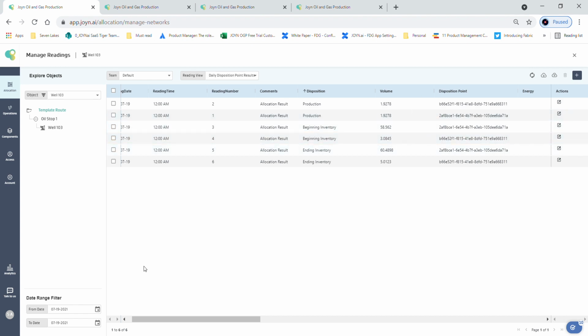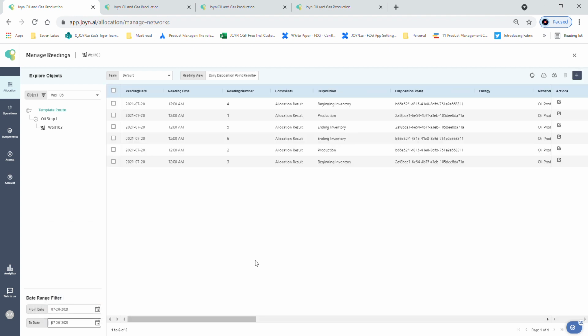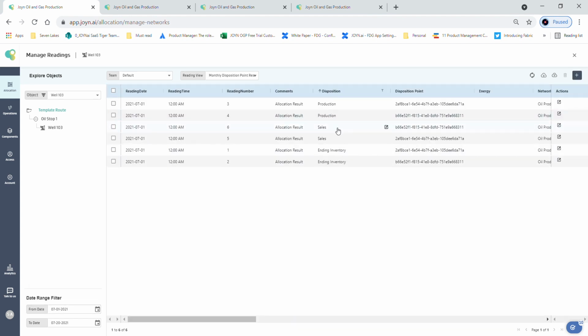in the case of this network. So in this way, you would notice that for every date, when a monthly allocation is run, the daily allocation results are now not only by product and disposition, but also by the disposition point. In addition to this, we can also see that the monthly allocation results, which are generally available on the first of the month, would also be available by disposition point.